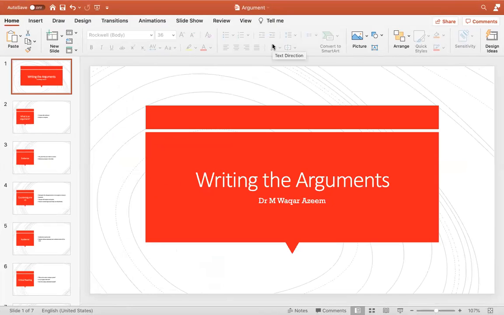Writing the arguments, or arguments in general, students, is the third important part of your paper. First being the introduction, the second being the literature review, third being the arguments. It is almost obvious that you write arguments to support your thesis statement, or alternatively, we use the word contention, which is stated in the first part of your paper, ideally in the first paragraph.